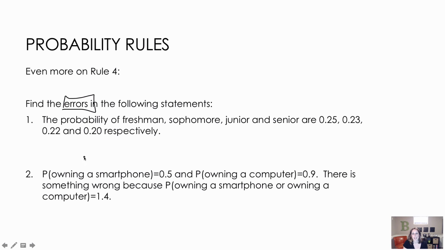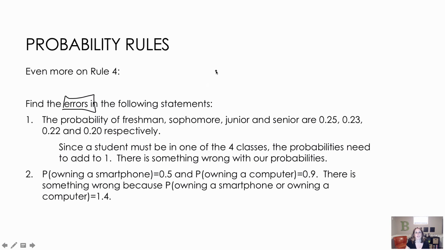Okay, hopefully you've taken a chance to look at those questions. The first one, again, we're talking about college. We're saying the probability of a freshman, sophomore, junior, and senior are, and then they give me all of those probabilities. So what's wrong with that? Well, we know that if you're in college, you're one of those 4 classes. We're going to keep the non-traditional, non-degree seeking students out of it. So essentially, you're one of those things. And then the probability of that needs to add up to 1, and if I added all of those up, I don't get 1. So that's the problem with the first one.